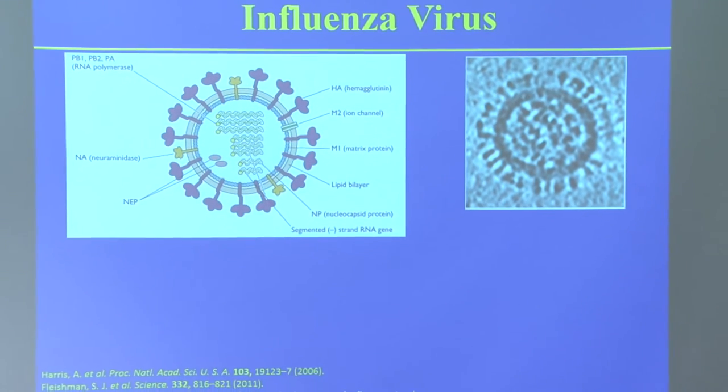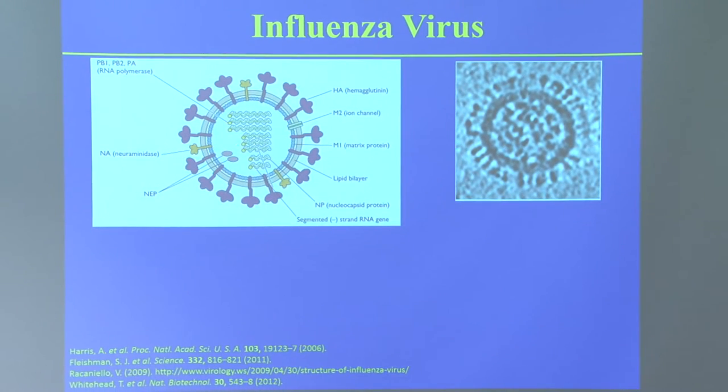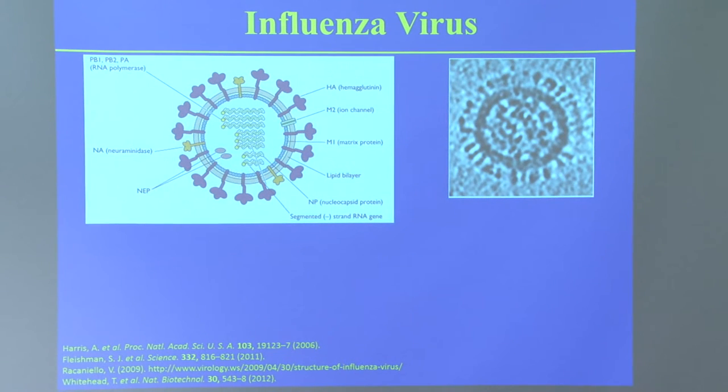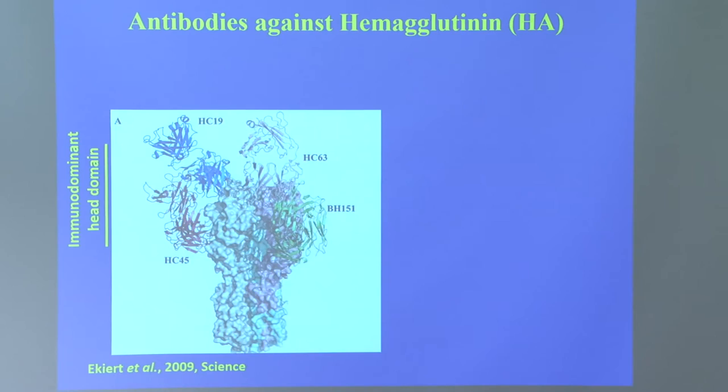But anyway, this is the nice-looking TEM. In the envelope, this purple protein is called hemagglutinin. This is the receptor-binding protein, and the immune response to the flu virus also targets that protein. When you take a seasonal flu shot, most of the antibodies that are generated target what's called the head of hemagglutinin. But this is problematic because the head is also a highly variable region. This is why we need to take a flu shot every year.